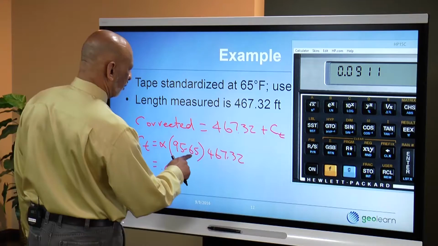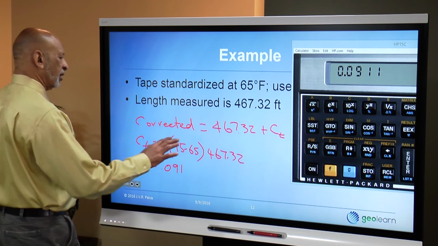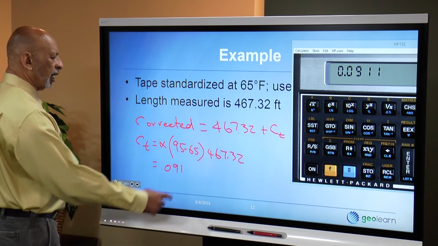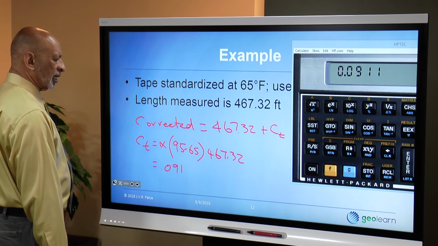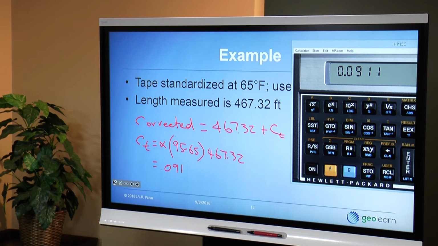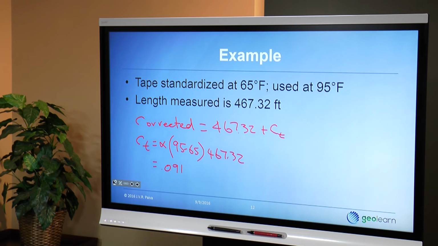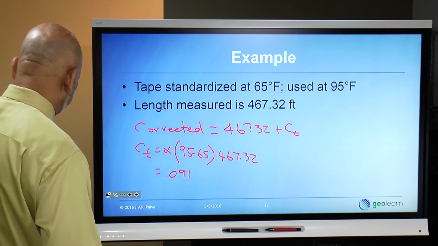You notice that if the temperature had dropped, let's say we calibrated at 65 and measured at 35, then it would have been 35 minus 65 because it's always t minus t sub s, and we would have a negative value, and that would tell us right away that we needed to subtract the correction.